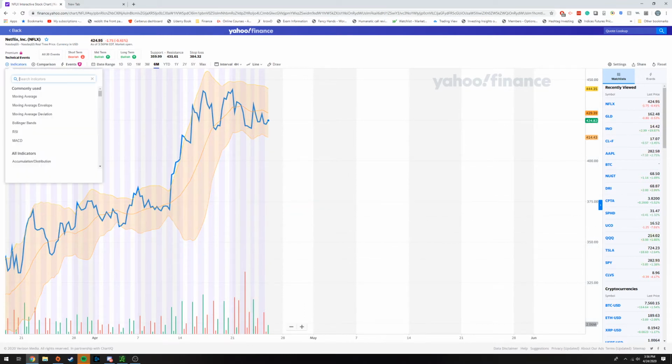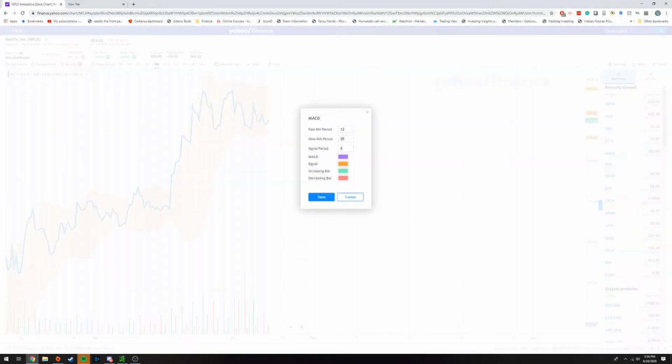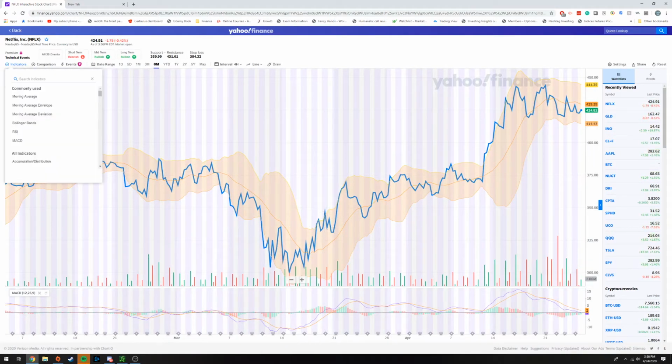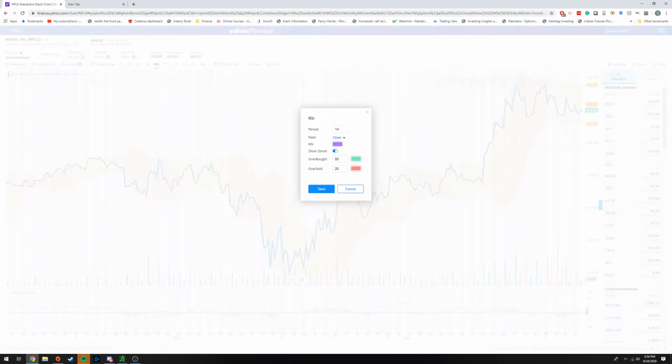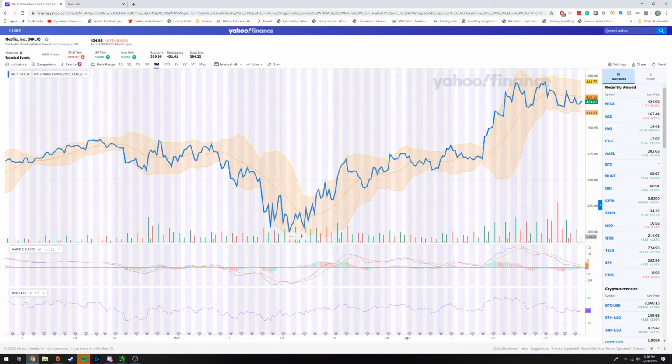Then I'm also going to add the MACD, which is moving average convergence divergence, and I leave all these settings default. There's also the RSI, which is the relative strength index. Both of these are just showing if a stock is overbought or oversold. For example, I'm looking at Netflix here, and if it's above the zero line, that means it's a little overbought, showing that it would go down. And if it's below the line, it's oversold, showing the stock is typically going to go up.